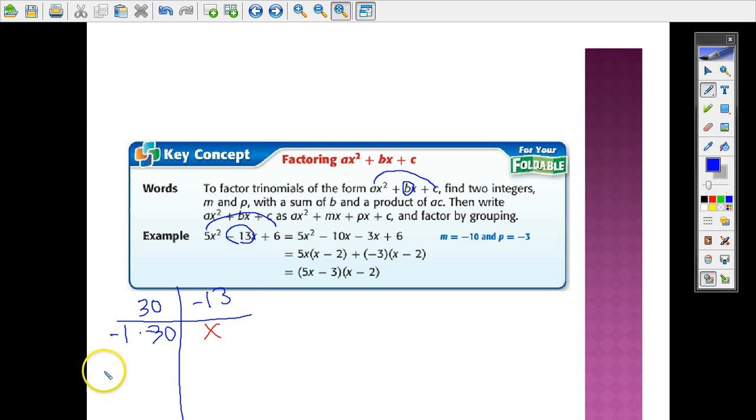Alright. Next number, negative 2 times negative 15. And when added, this is going to be negative 17.